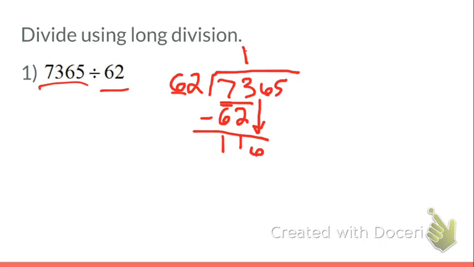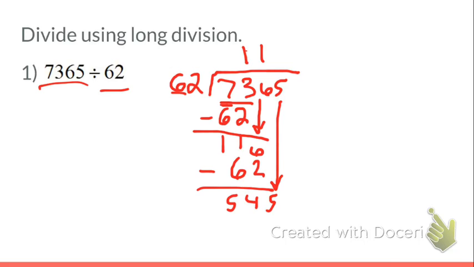Alright, 62 only goes into 116 once, because I know if you multiply it by 2, it's going to be 124. So let's put a 1 there. Now, let's do 1 times 62, and we write it right there. Now we're going to subtract, and 116 minus 62 is going to be 54. Now we have to bring down the 5. And 62 goes into 545 8 times. 8 times 62 is 496. We subtract and we get our remainder, which is 49.